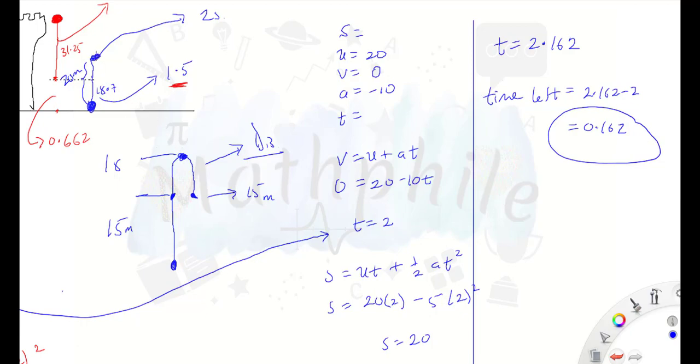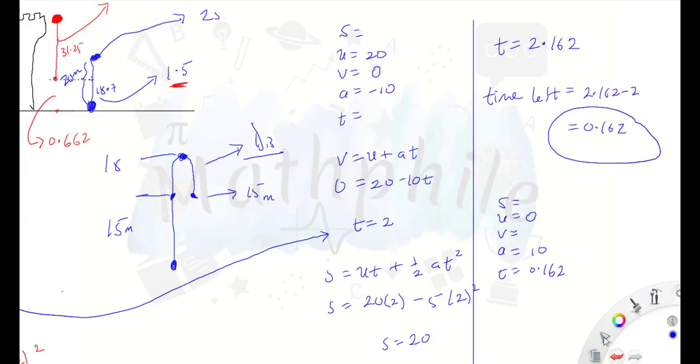So this is where the particle is at. Now the particle is on a return journey. We want to find the distance it's going to travel in 0.162 seconds. So I can set up a SUVAT again. With this one, it's like a particle being dropped, so the initial velocity is 0, the time is 0.162, and the acceleration is 10. With these three values, we should be able to find S.